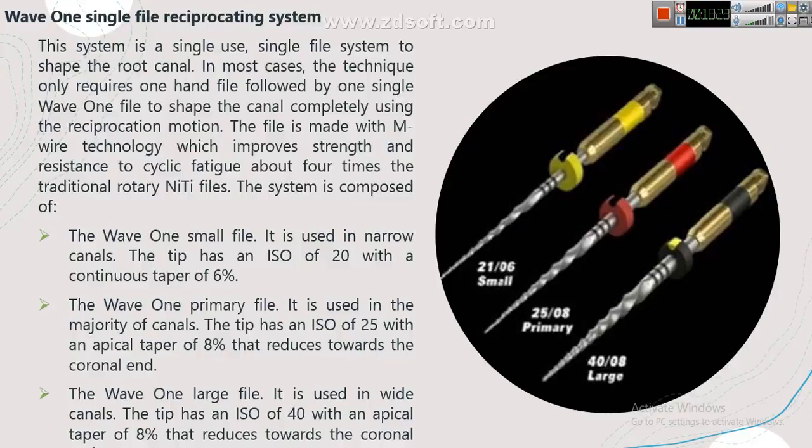The system is a single-use, single-file system to shape the root canal system. In most cases, the technique only requires one hand file followed by one single WaveOne file to shape the canal completely, using what kind of motion? Reciprocating. The file is made with M-Wire technology.